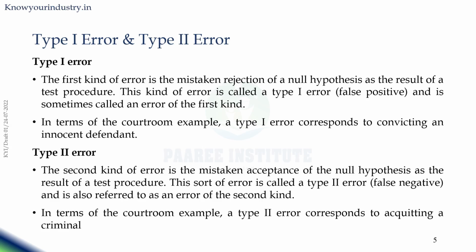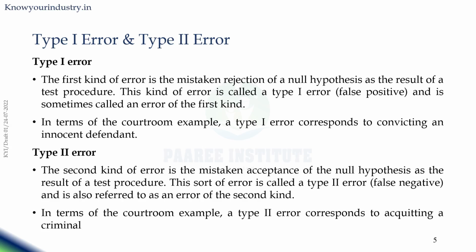The first kind of error is the mistaken rejection of a null hypothesis as a result of the test procedure. This kind of error is called type 1 error, that is false positive, and is sometimes called an error of the first kind. In terms of the courtroom example we have previously seen, the type 1 error corresponds to convicting an innocent defendant. That means we are wrongly proving the defendant guilty. In another classical example, in a bioequivalence study, the test and reference products are tested and they are not actually bioequivalent, but by error the study shows bioequivalence. That is called a false positive result, and here the type 1 error has happened.